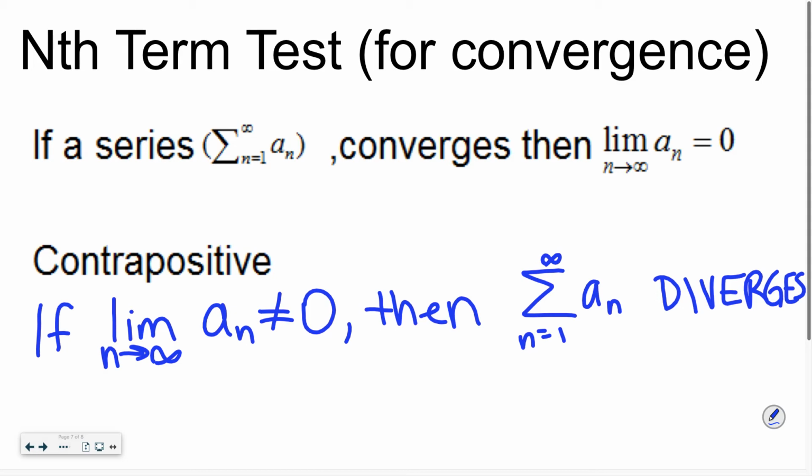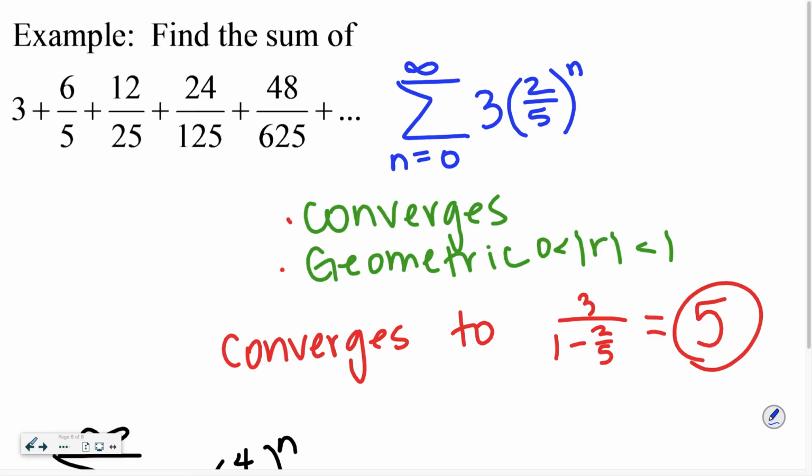It diverges. Okay? Now, if our limit is 0, then we just have to pick a different test to use based on what it looks like. So, for example, over here, if we take this sequence right here, the limit is 0. That tells us nothing. But we could use the geometric test to tell us that it converges.